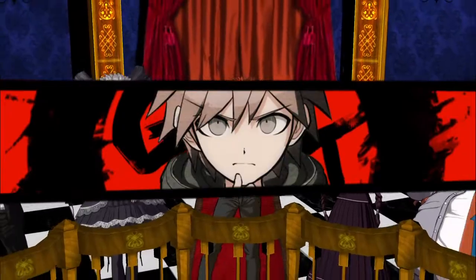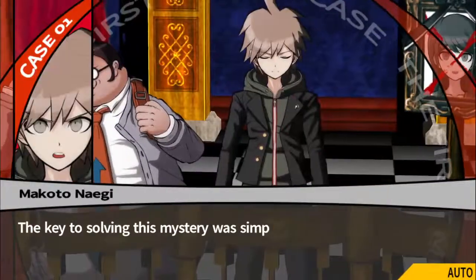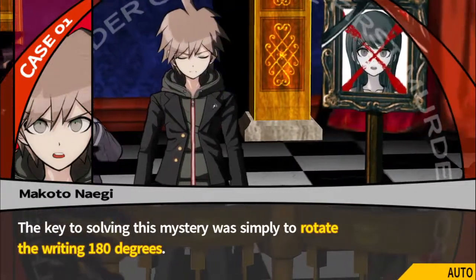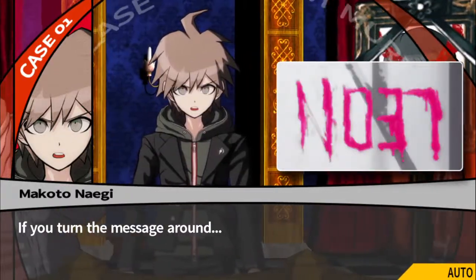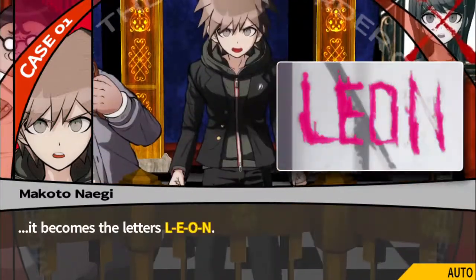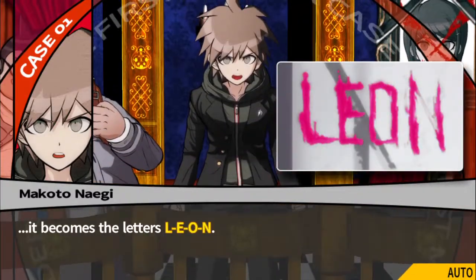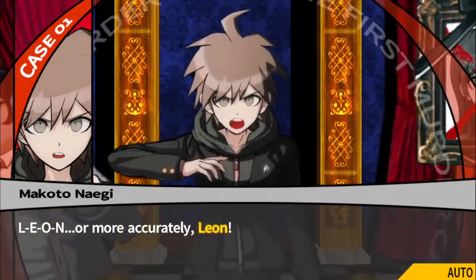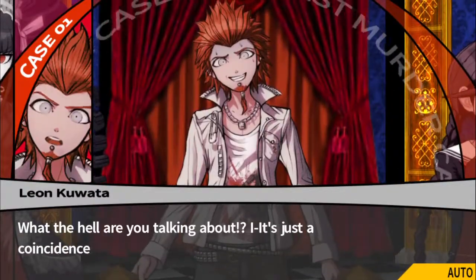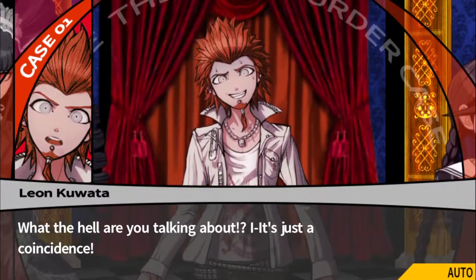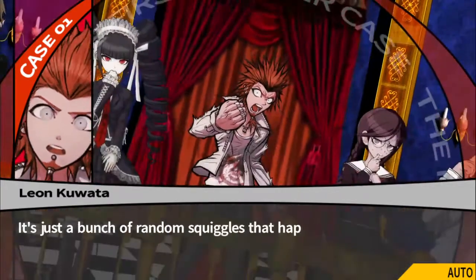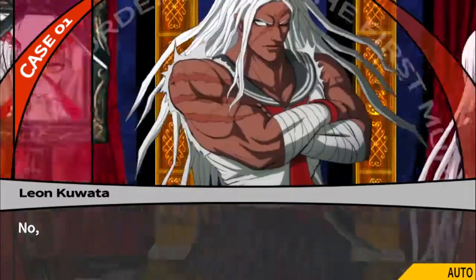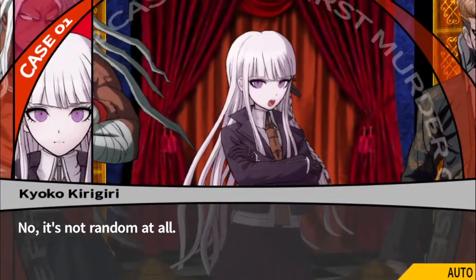Here's my answer. The key to solving this mystery was simply to rotate the writing 180 degrees. If you turn the message around, it becomes the letters L-E-O-N. Or more accurately, Leon. What the hell are you talking about? It's just a coincidence. It's just a bunch of random squiggles that happen to look like my name. No, it's not random at all.